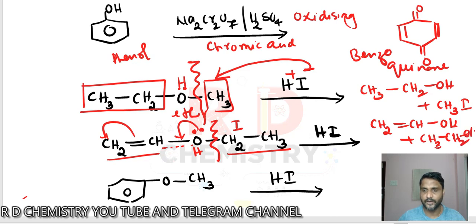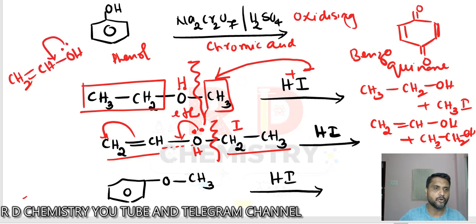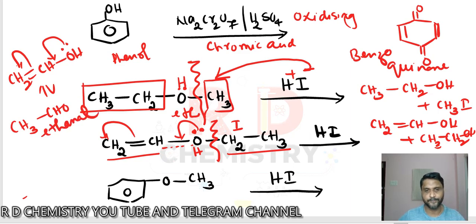Okay, ethyl iodide. Now see here, I'll write this side. So we have got CH2=CH-OH. This is the enol form. Enol can undergo tautomerization to give the more stable CH3CHO. Okay, so we get acetaldehyde.